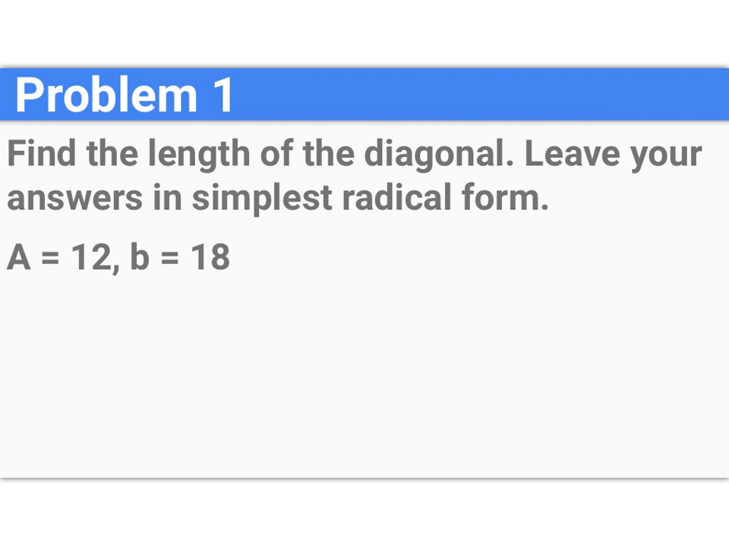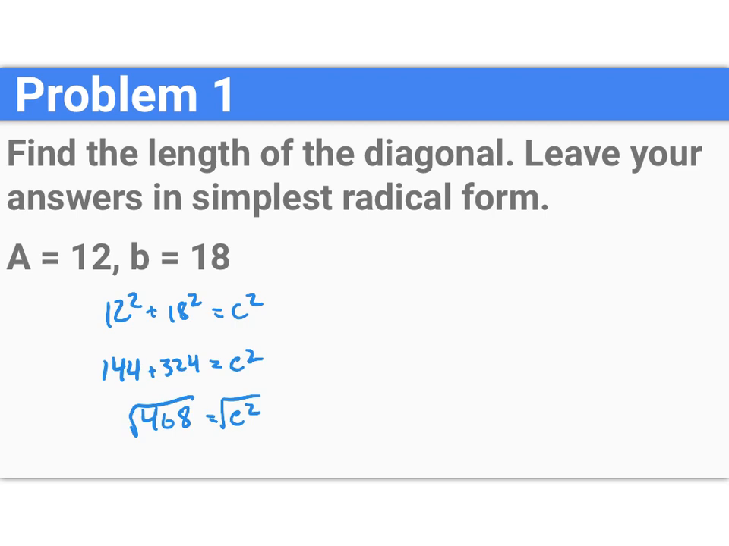Find the length of the diagonal. Leave your answers in simplest radical form. Okay. All right, so 12 squared plus 18 squared equals c squared. All right, 144 plus 324 equals c squared. So now this is 468, and it's not a perfect square. So we take the root of it.